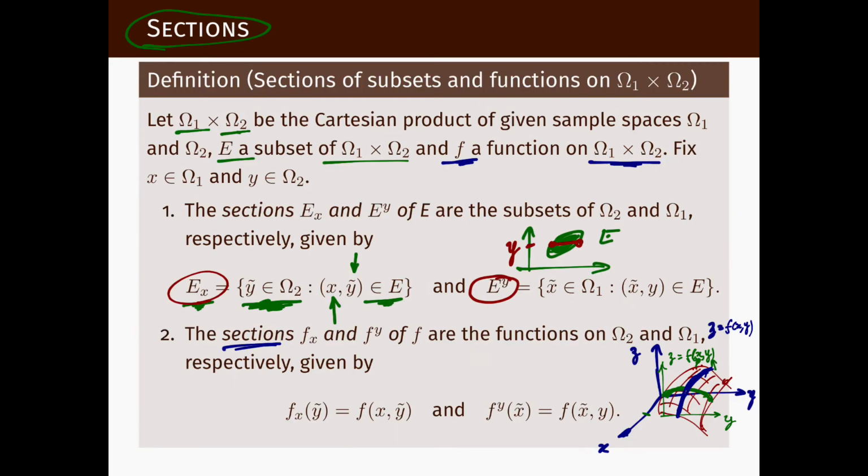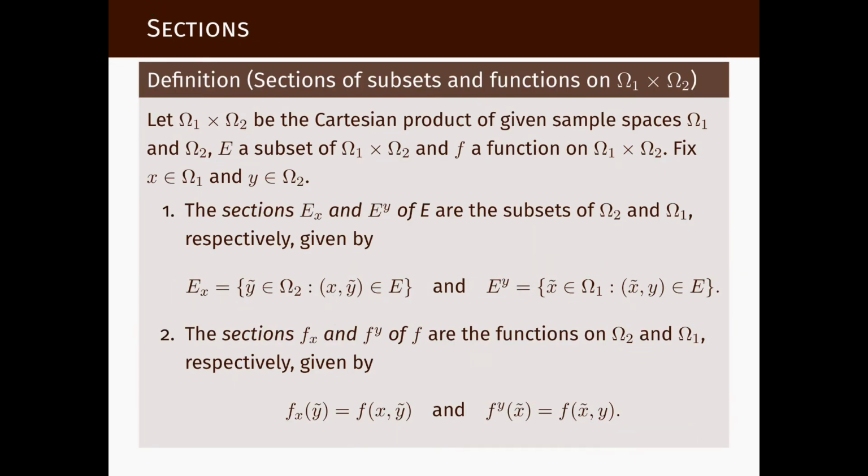And then we discussed the sections, and we saw that when we have a set which is a subset of a Cartesian product, we can take a section of that set by fixing one point of one of these two sets in the product. And once we fix the value of that point, the section will be a subset of the other sample space. And we saw also that if we have a function that depends on the product space, then if we fix one of the variables, what we get is a function that only depends on the other variable, and we call that a section as well.